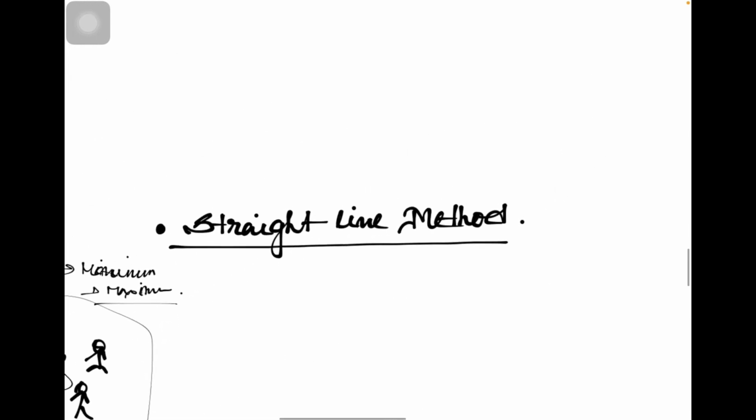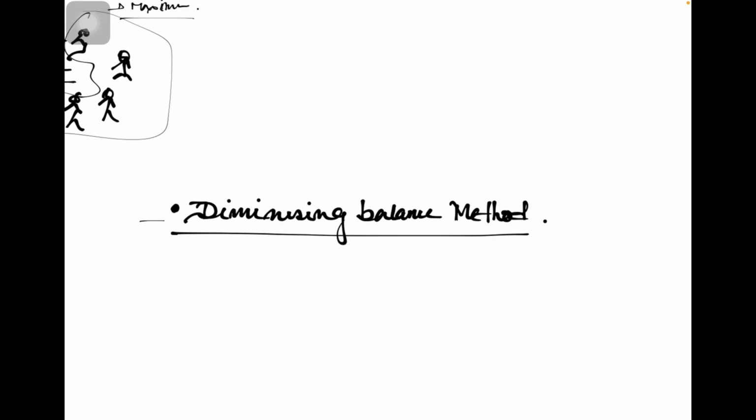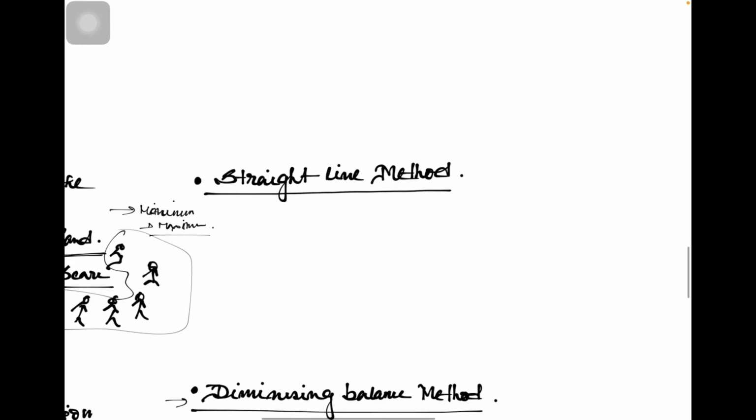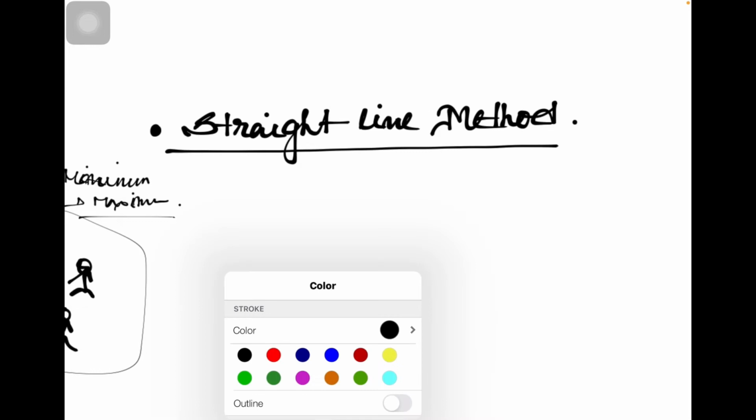One is the straight line method. Now there is the diminishing balance method. I'll just give you a short brief about the straight line and diminishing. I hope you guys are not getting bored by these discussions. Please try to understand, concentrate a little more. Straight line method. I just want to picturize this method in front of you.